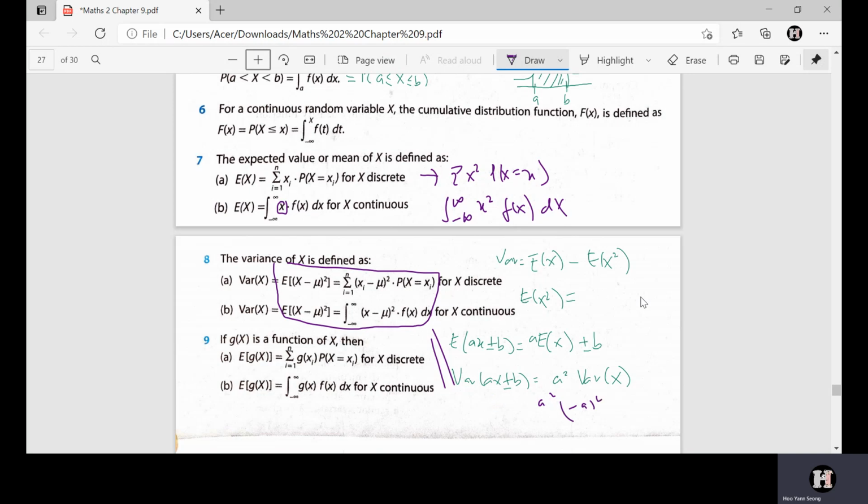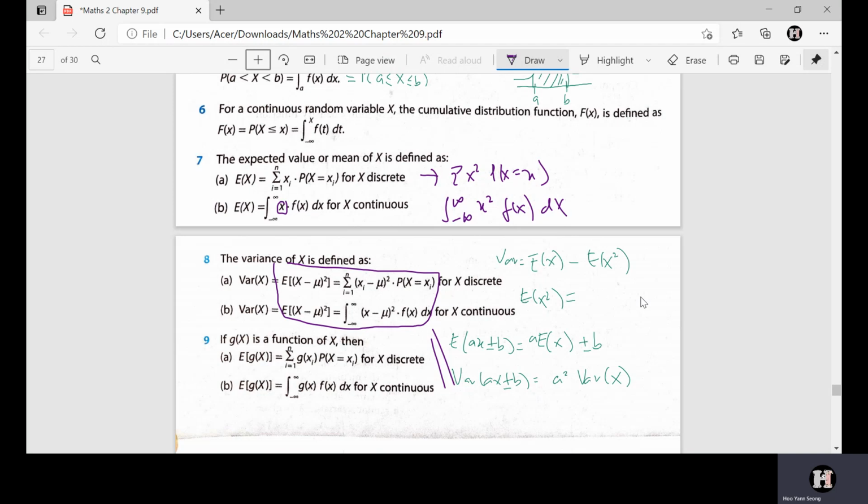So if you see, it is impossible for variance to have a negative value, because later on you will have a friend of the variance called the standard deviation. The standard deviation is the square root of your variance. So it is impossible for your variance to have a negative value.